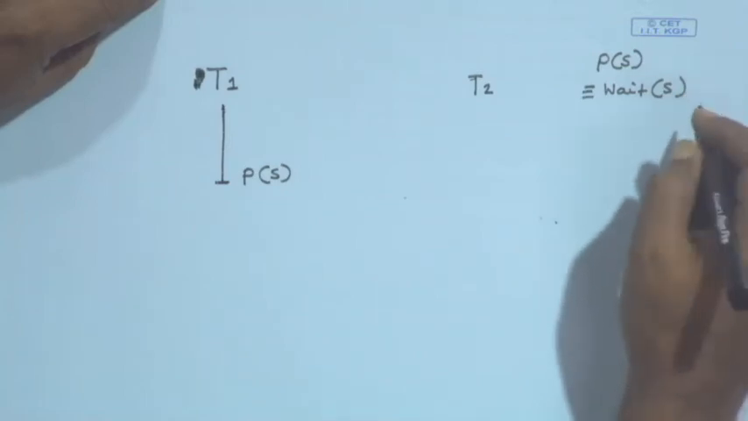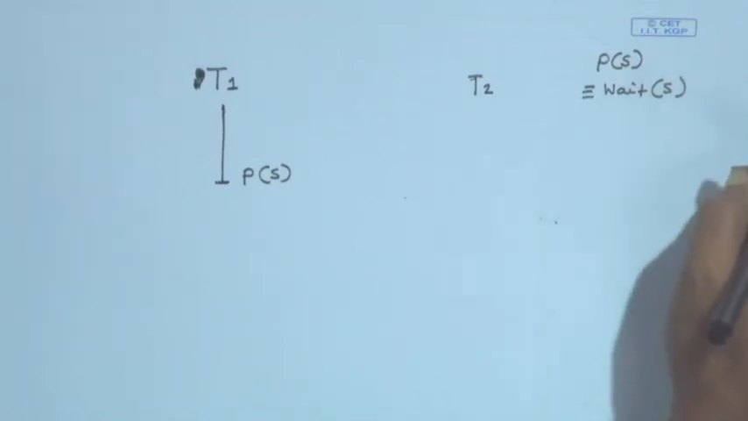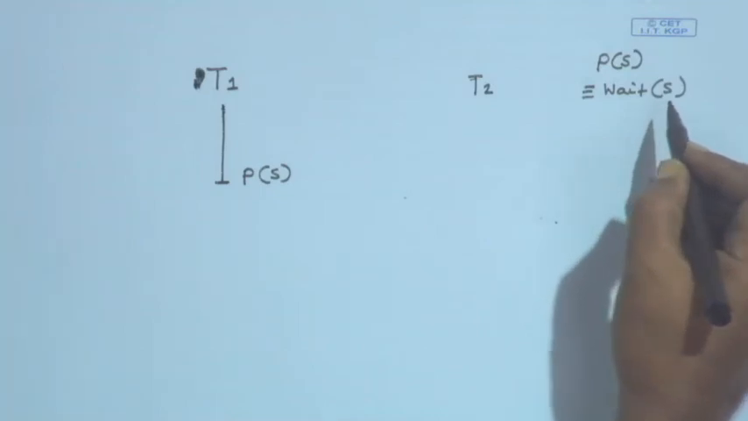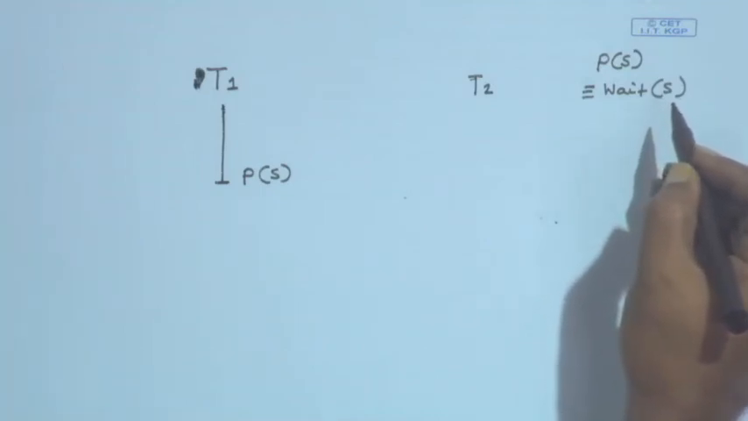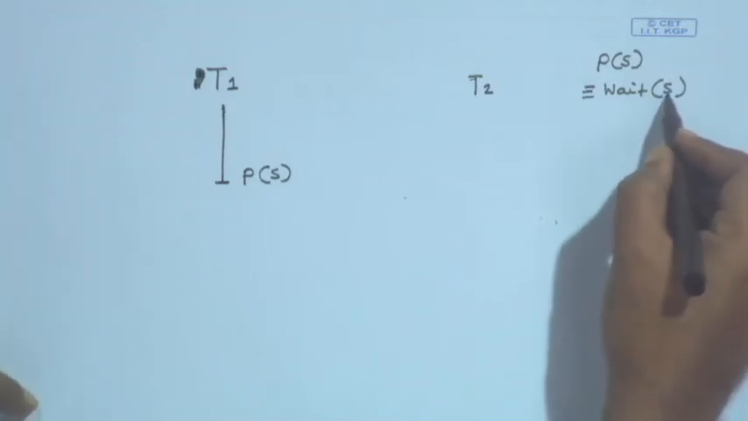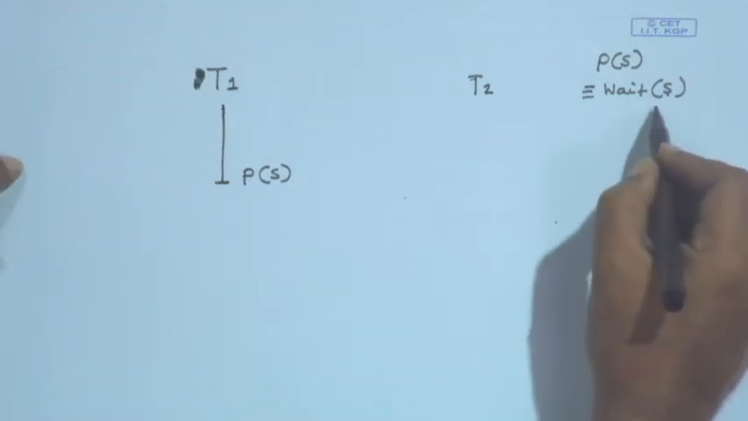Now, the critical point here is that each of them must be atomic. That means, when a process is performing wait S, then another process cannot perform wait S or signal S on this particular S. S is a particular semaphore variable. All right. And what does wait S do? Wait S simply decrements the value of the semaphore by 1.